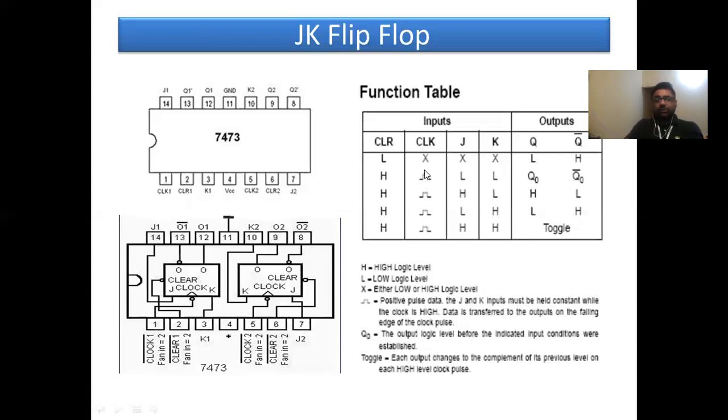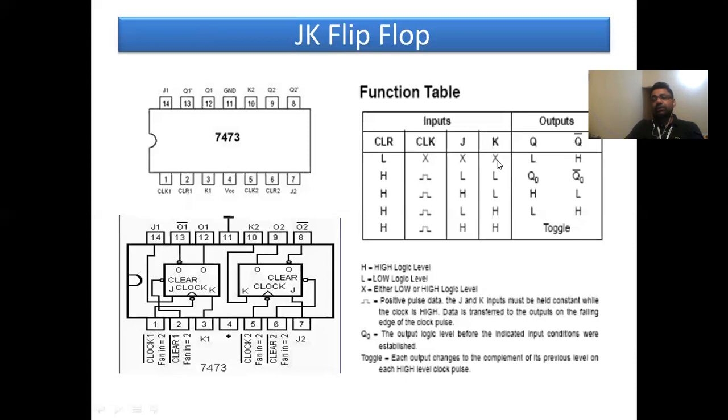If you notice, this function table shows how the JK flip-flop will function. As you can see, the first column is the asynchronous control pin, which is your clear pin. When it is low, that means it is working in asynchronous mode. That means the operation of the JK flip-flop will not depend upon the clock. So the clock doesn't matter, that means it is don't care.